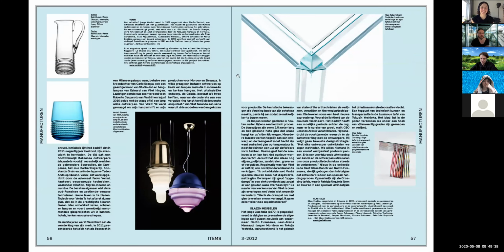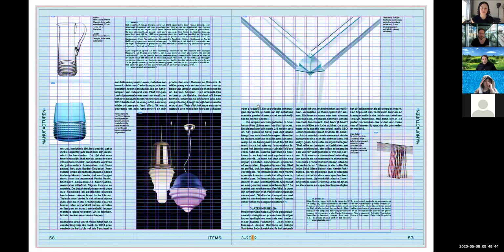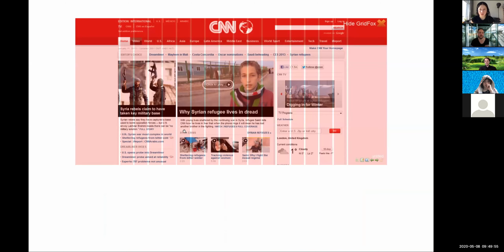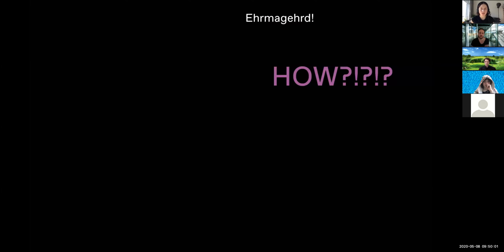So again, different ways of combining images, captions, and text in a grid. This we did not make, just to show that it's also there in websites and news websites, which is a whole different story, but basically similar. So, oh my God, how do you do this? It's amazing.